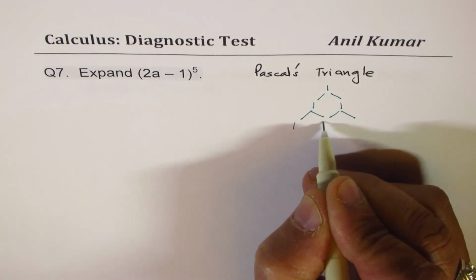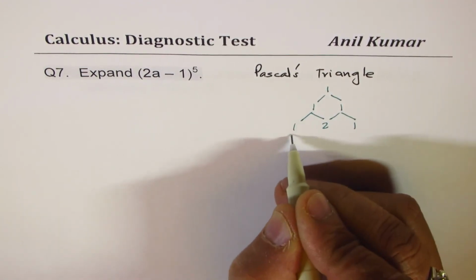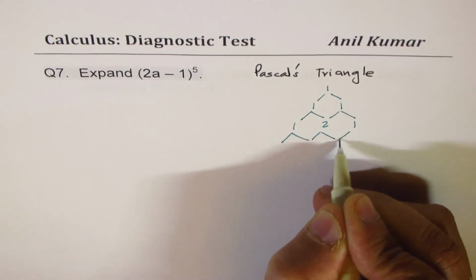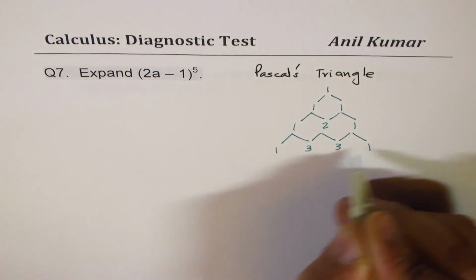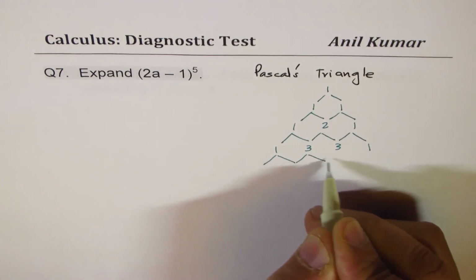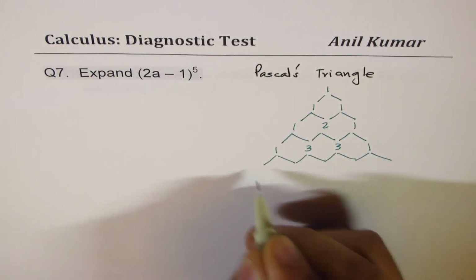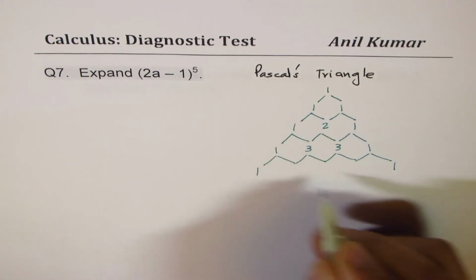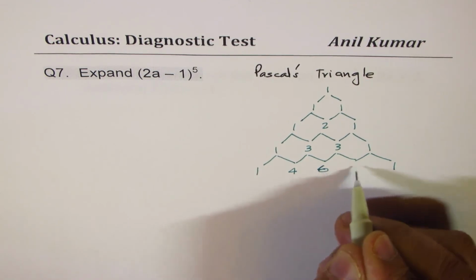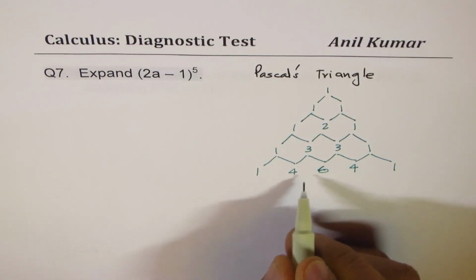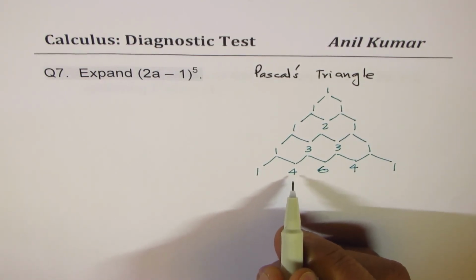We add the previous 2. 1 plus 1 is 2. And then we further continue. So we get 1, 1 plus 2 is 3, 3. It is symmetric. You can see that, right? So it's easy to add numbers. Do half of them. 1 and 1 always on the sides, correct? So when you add them, you get 4 and 6, 6 and then 4, correct? Now this is the 4th row.